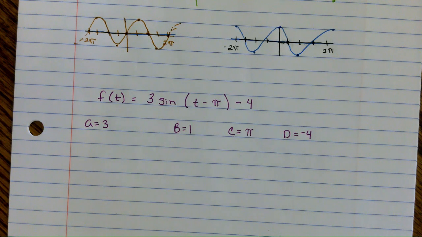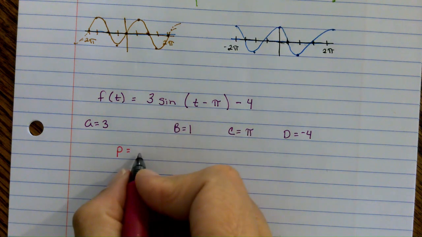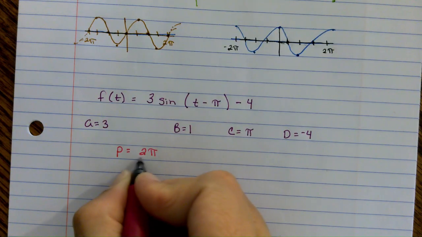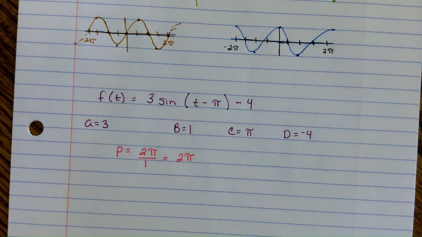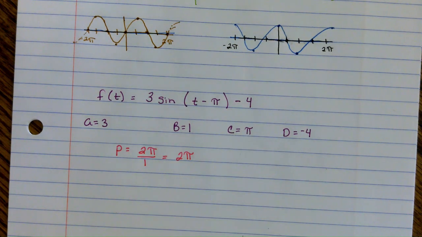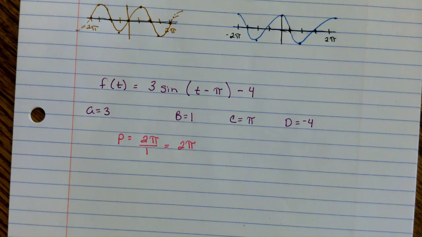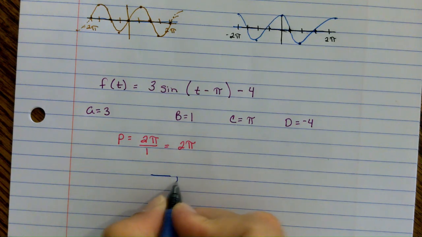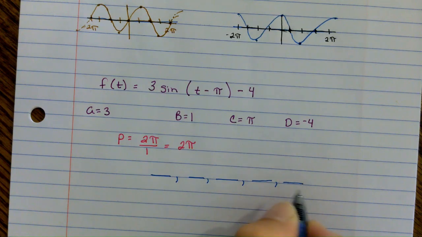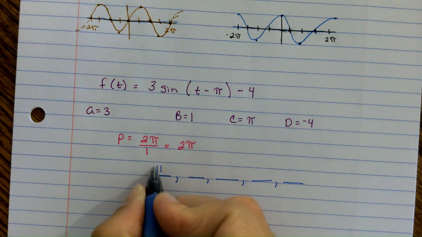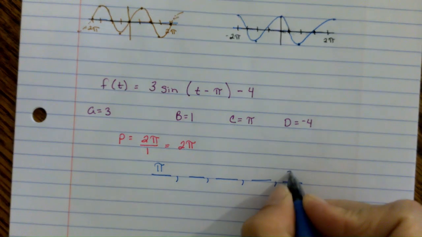So I need to find my period. So P, because this is sine, is going to be 2 pi divided by my B value, which is 1, so 2 pi. My phase shift is C. I actually already did my step 3. So step 4 is I'm going to put things together. I need my 5 key values. 1, 2, 3, 4, 5. Pi. Okay. So now I need to take pi plus 2 pi. That'll be 3 pi.